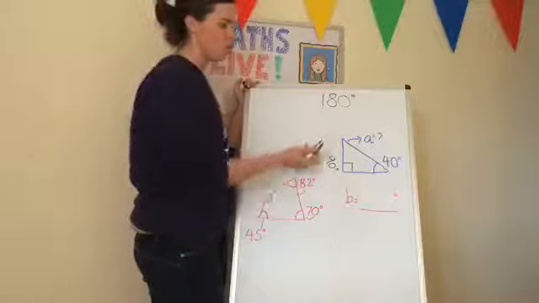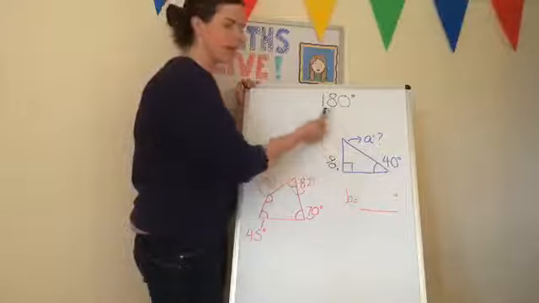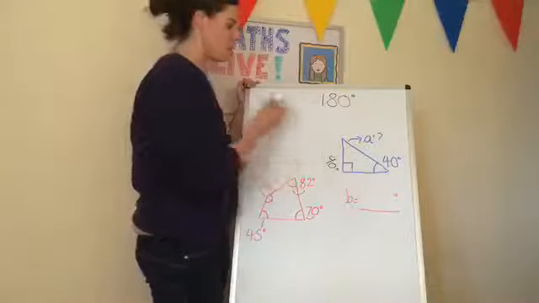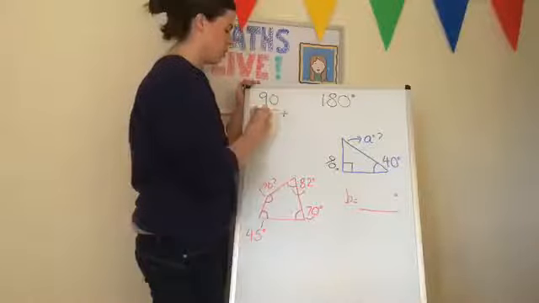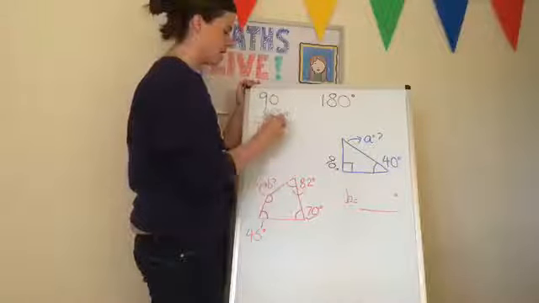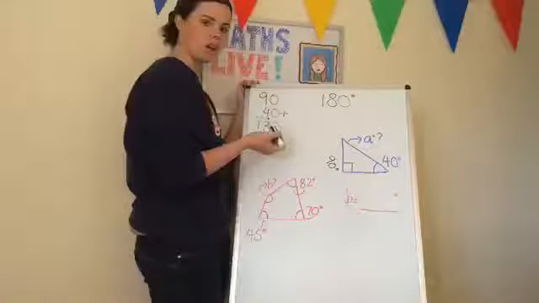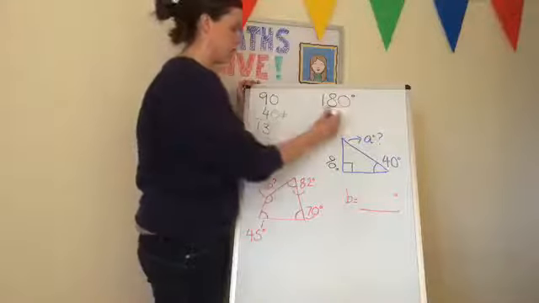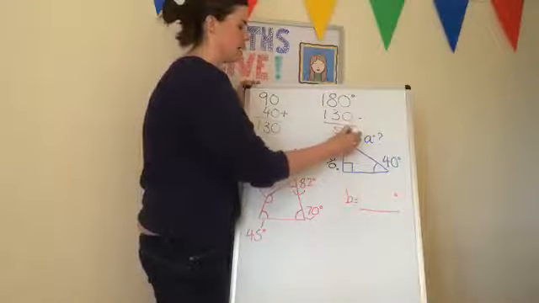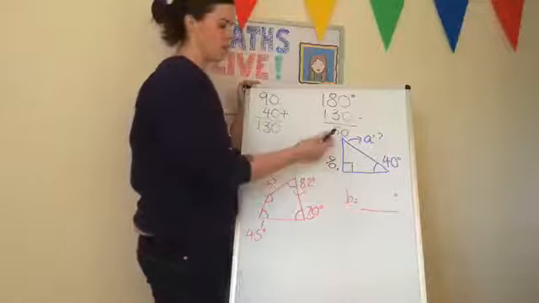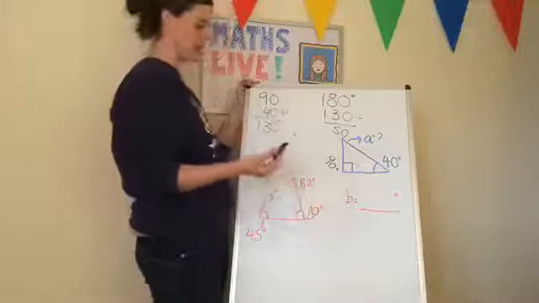So if it's 180 degrees in a triangle, that means that 40 plus 90 plus A equals 180. So what we do is we add 90 and 40, which is 130, okay? And then we subtract that from 180. So 180 subtract 130 is 50, okay? So 50, 40, which is 90, plus another 90, 180.